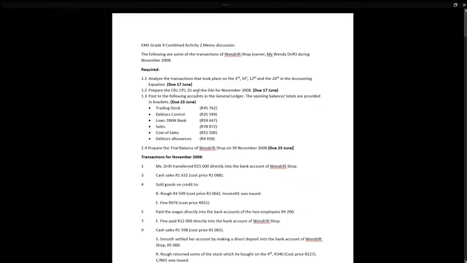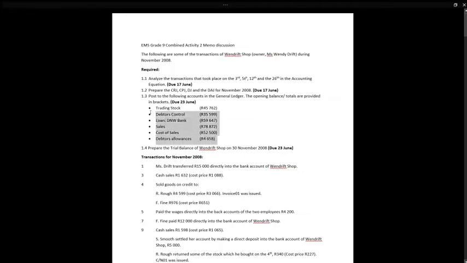Prepare the cash receipts journal, cash payments journal, debtors journal and the debtors allowances journal for November 2008. This is also due on the 17th of June. Post to the following accounts in the general ledger. The opening balances totals are provided in brackets. This is due on the 23rd of June.